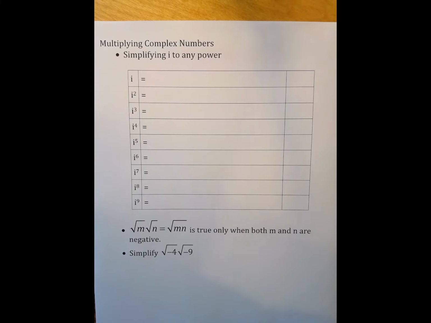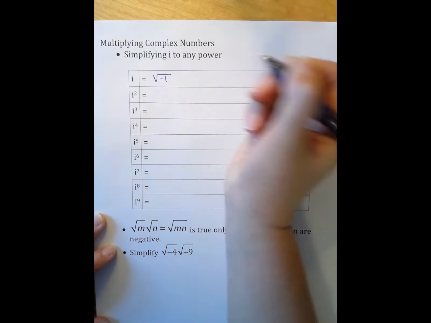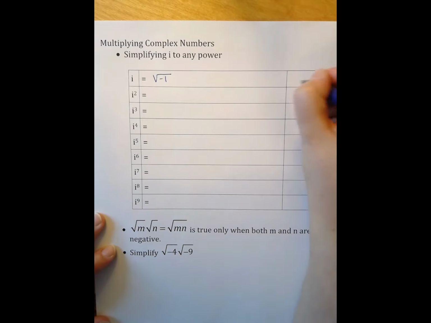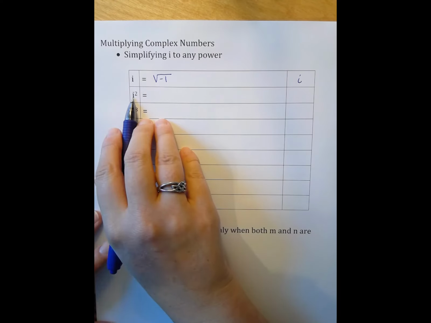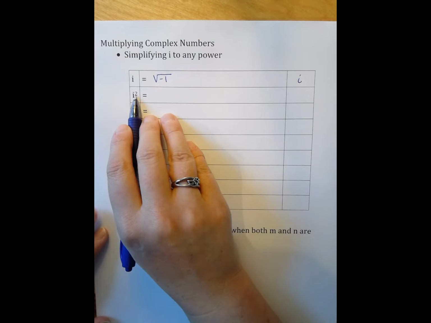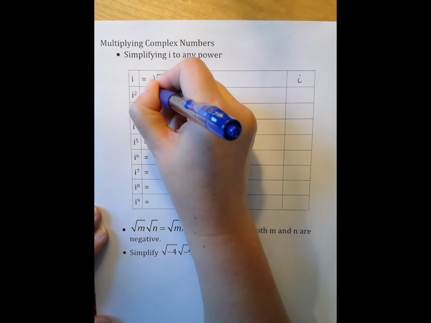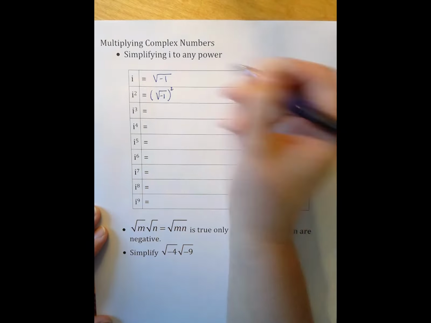These notes are on multiplying complex numbers. So the first thing we have to do is decide what we are going to do when we multiply complex numbers. We know that i means the square root of -1, and we always rewrite that as just i. But the question then comes up of, well, what does i squared mean, i cubed mean, i fourth, etc. So i squared means the square root of -1 squared.